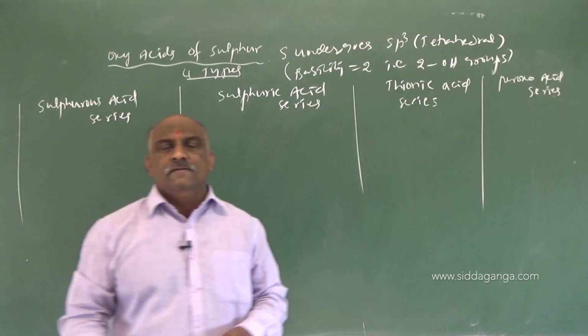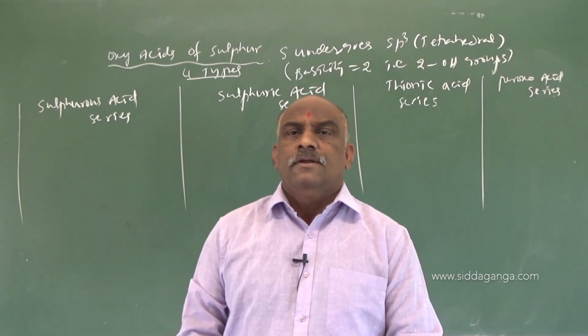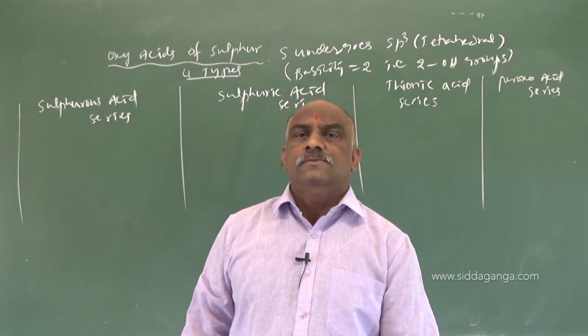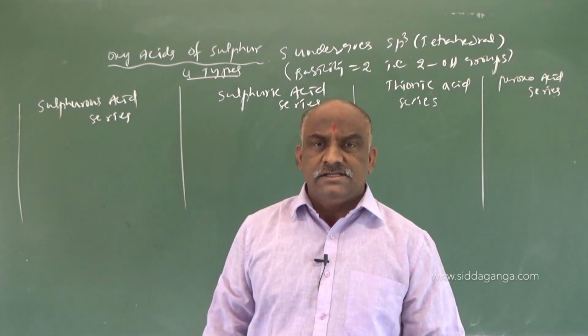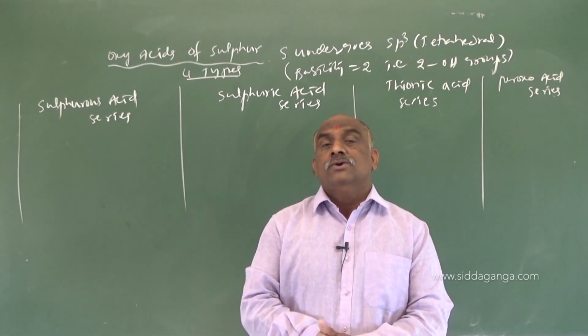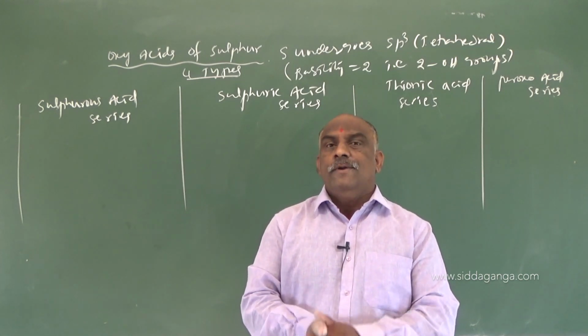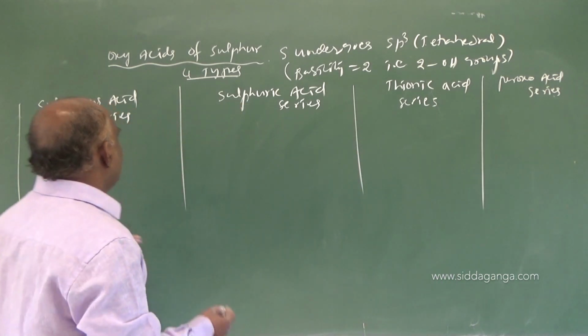So, my dear students, these 4 are the possibilities with respect to the oxyacids of sulfur. One is sulfurous acid series, second one is sulfuric acid series, third one is thionic acid series, fourth one is peroxo acid series. So, how many acids are there? Simple here. In category 1, 4 will be there.